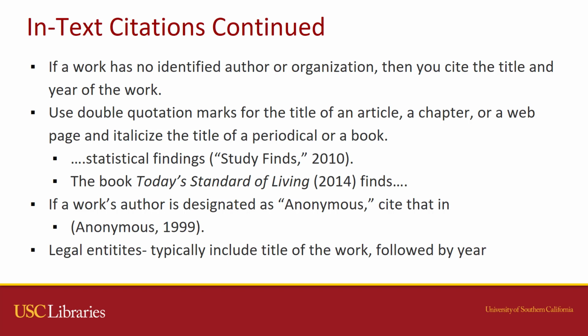Now, if there's no identifiable organization that can act as author, you will cite the title and year of the work. You'll want to use double quotation marks for the title of an article, chapter, or web page. Periodicals or books should be italicized. If a work has been designated as written by anonymous, then cite anonymous in your in-text citation. Legal entities will typically use the title of the work as a substitute for an author.